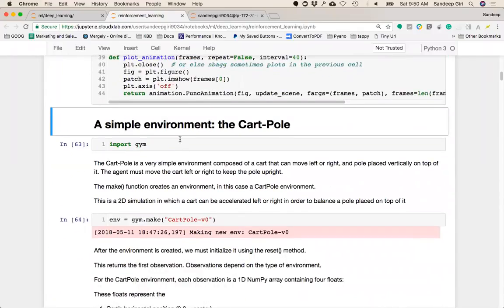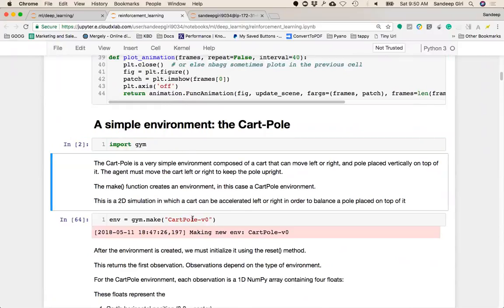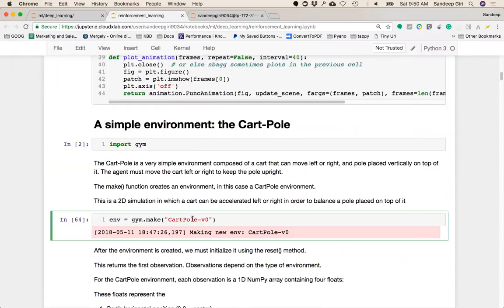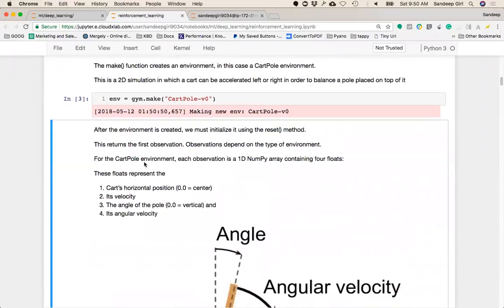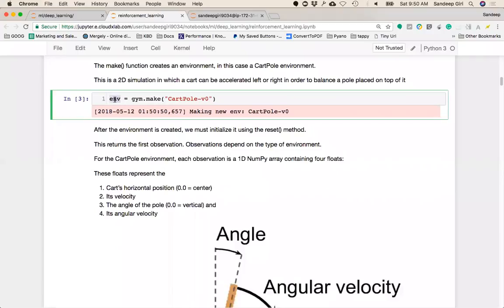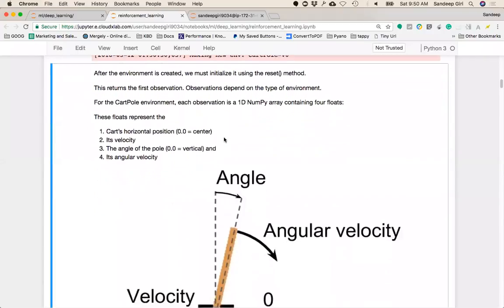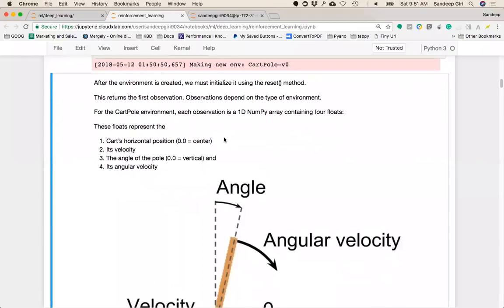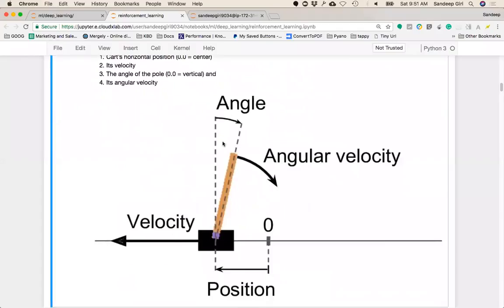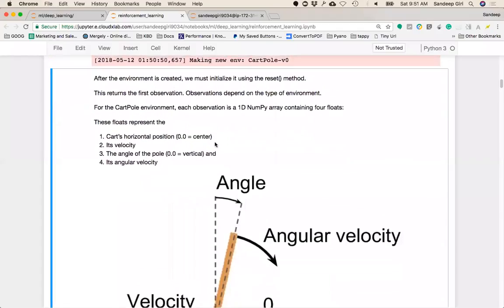All right. So we're going to walk through the cart pole example. So first of all, we need to import Gym. Then we need to create the environment. It's basically the 2D simulation in which we have to balance the cart. So we have just created the environment called env. Its name is this.